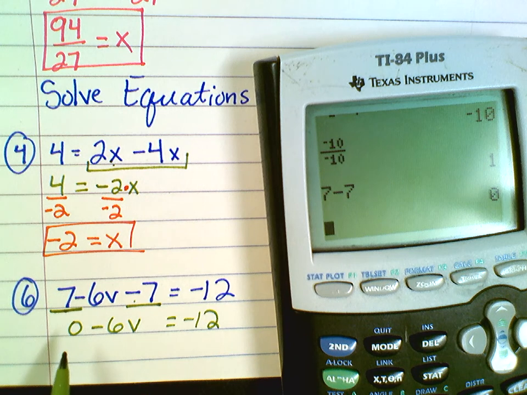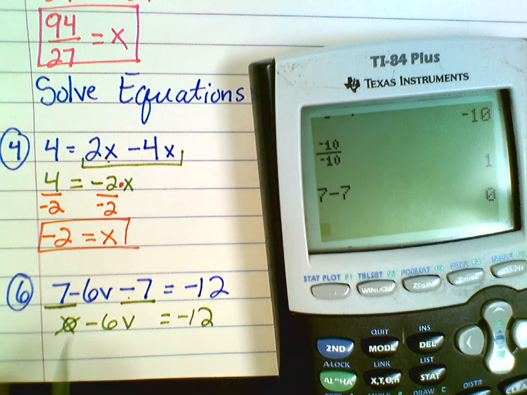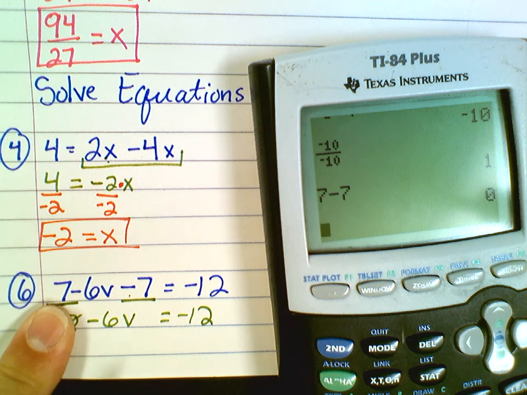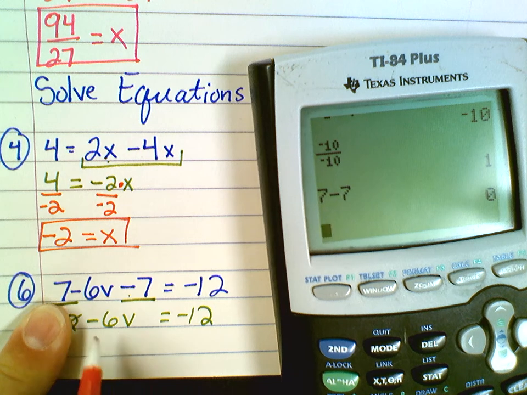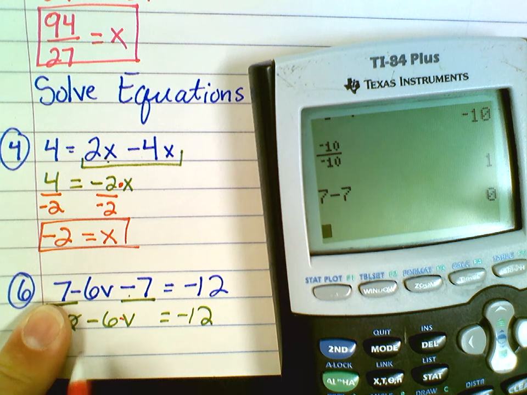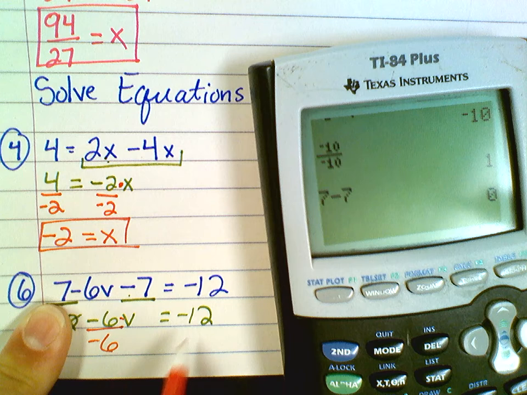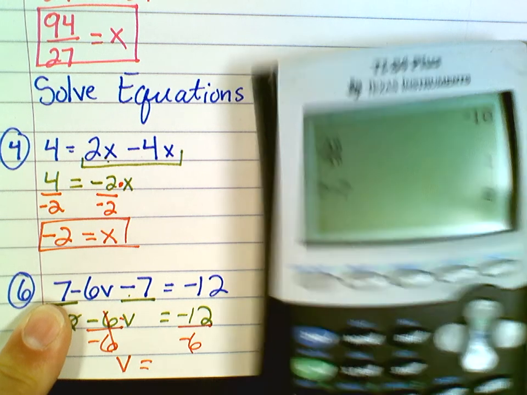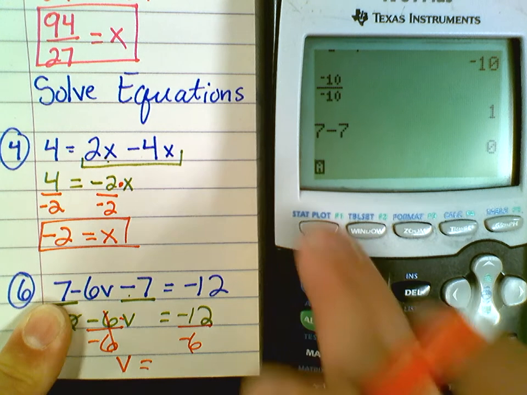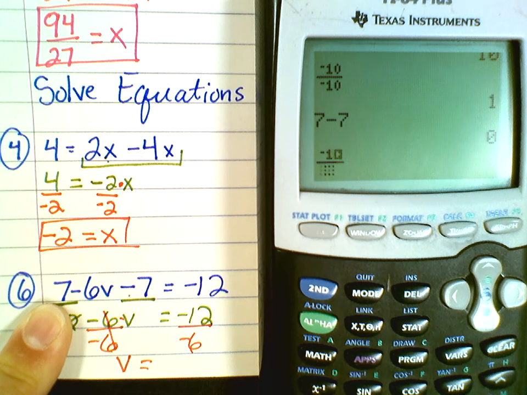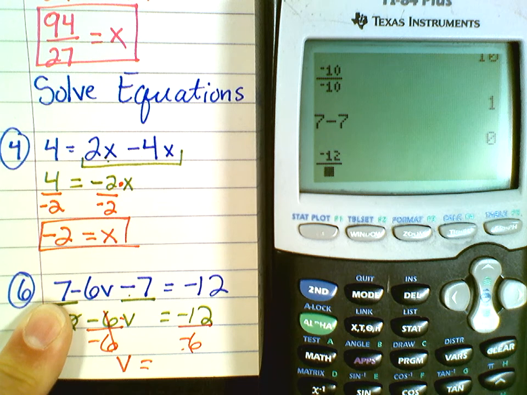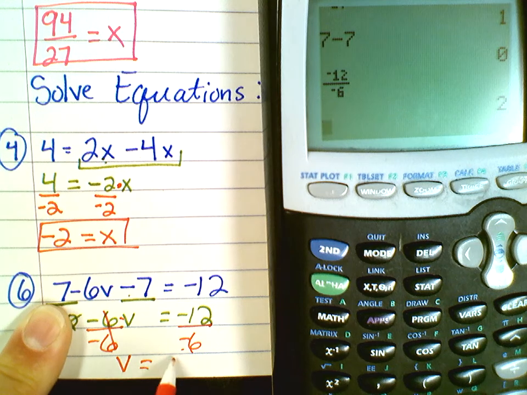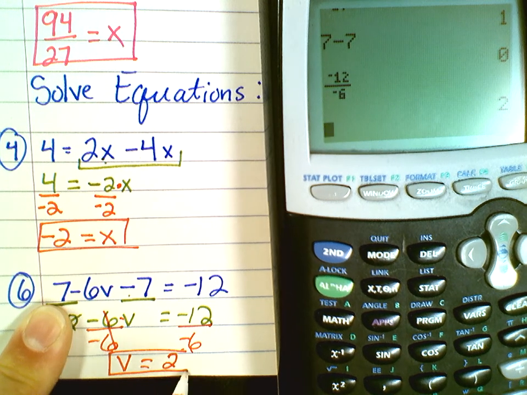And what is 0? It's nothing. So really, we don't need that there. What we have is -6v equals -12. So I will undo multiplication by dividing. So I get -12 divided by -6, which gives me 2. So my answer is 2.